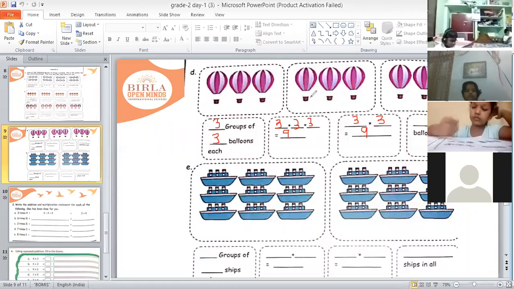And yes, children, remember this thing that those who have completed, check your answers. You should not write wrong numbers. And so we can write here in the last one that there are 9 balloons in all.